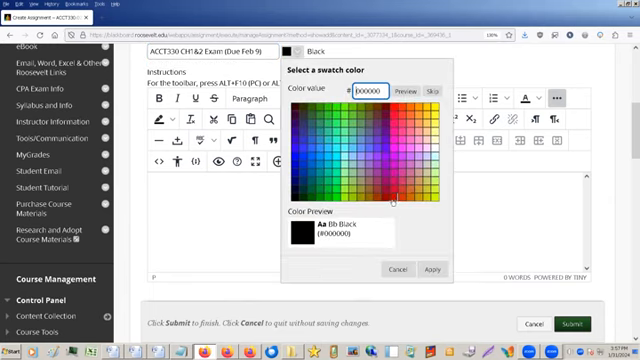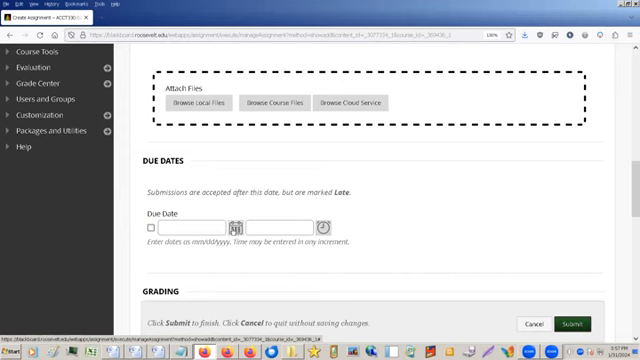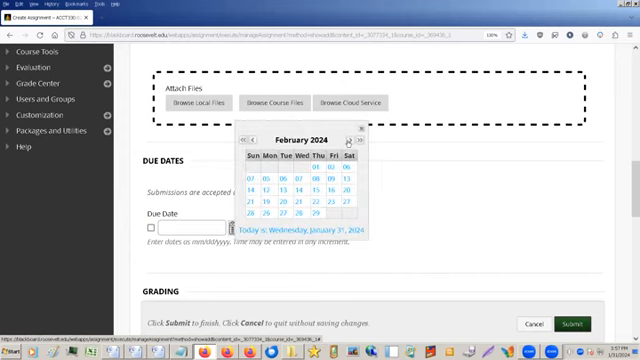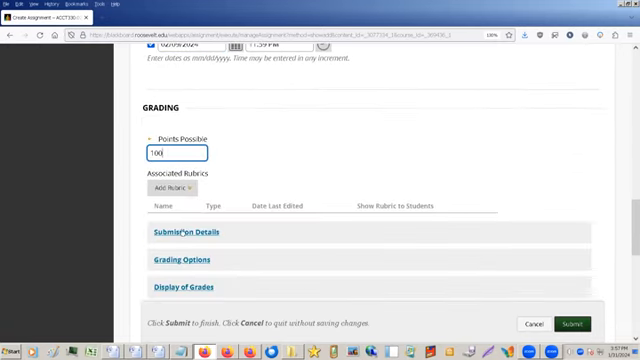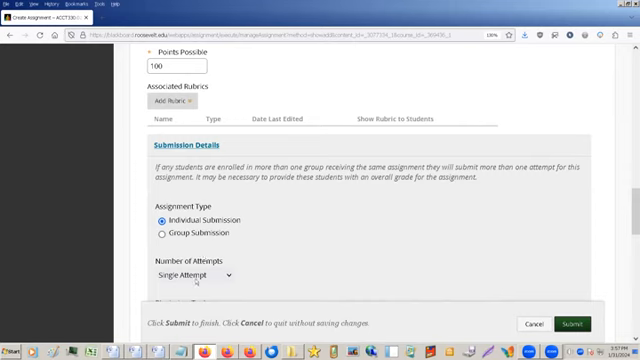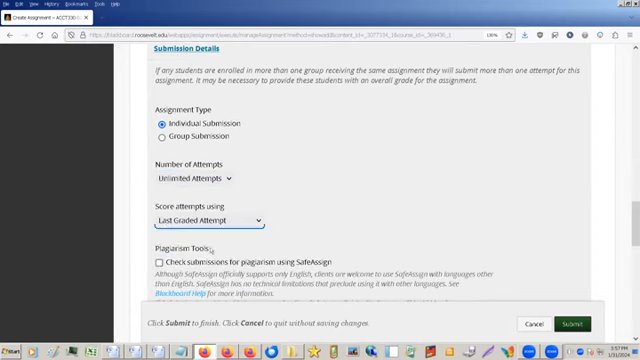Make it in red. It'll be emailed to you, so do not look for it in Blackboard. It'll be in your email. And submission: this is unlimited attempts, last graded, highest grade.